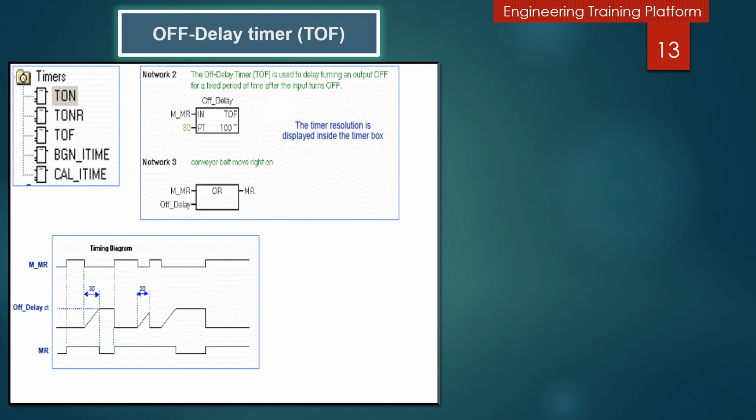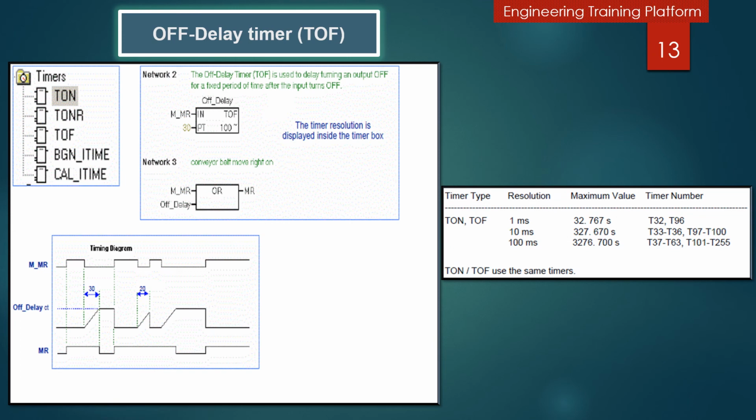If the input is off for a time shorter than the preset value, the timer bit remains on. The timer off instruction requires a negative transition from on to off to begin counting.